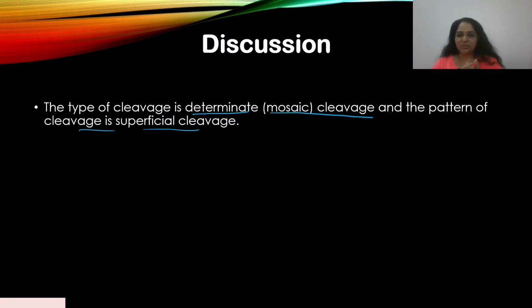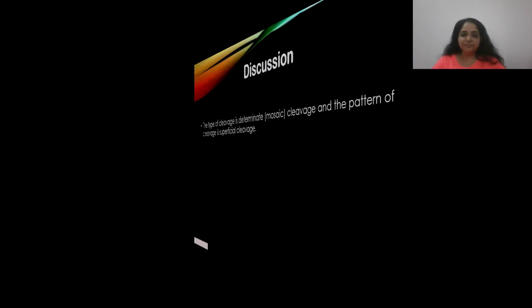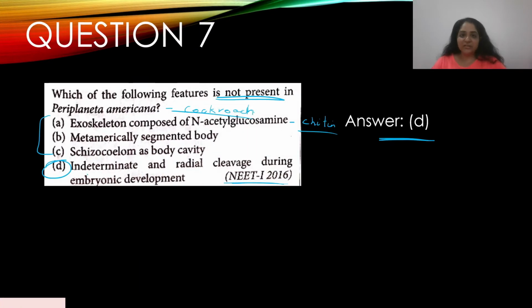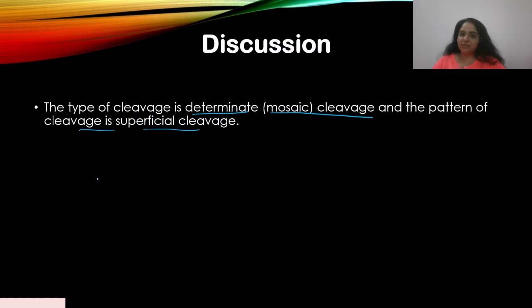What is the pattern of cleavage? Unfortunately, the information is not clearly present in NCERT, but just learn it as a fact. But also, you can use the system of elimination. Because you know A, B, and C are correct. If you are sure of A, B, and C being correct, then D is incorrect. So the pattern of cleavage is not radial cleavage, it's superficial cleavage. Okay, let's move on then.